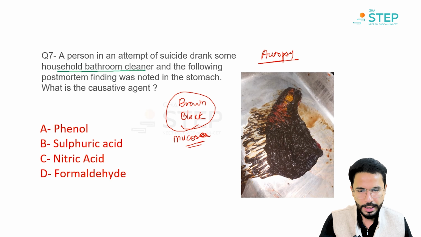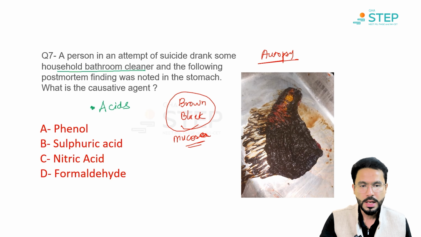So in India, household bathroom cleaners are usually acids. They are not sold directly in the market, not under a brand name. They are usually acids. So what can be the causative agent here? Let's look at the options: phenol, sulfuric acid, nitric acid, and formaldehyde. The acid which can cause this brownish blackish appearance is sulfuric acid. So the option sulfuric acid is correct.